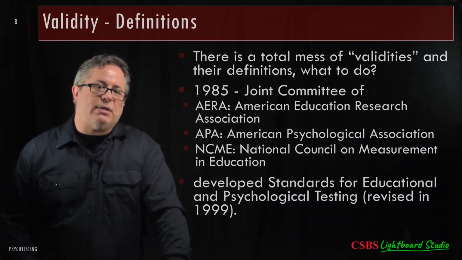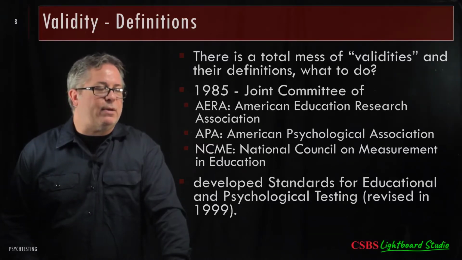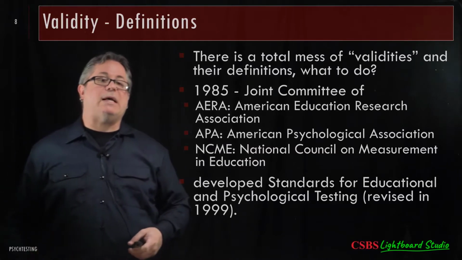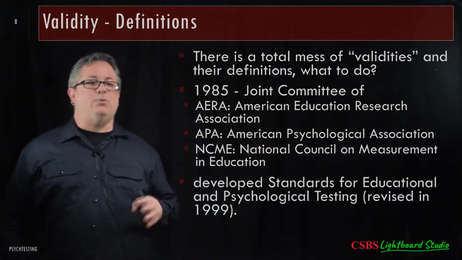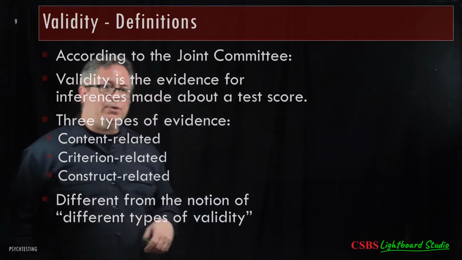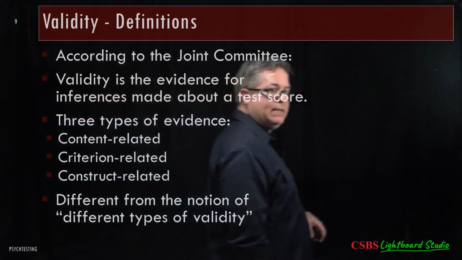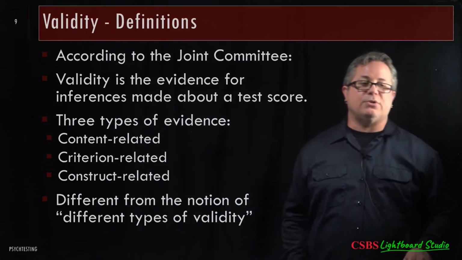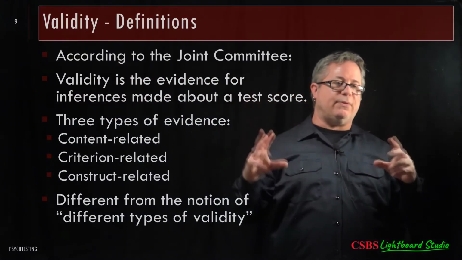The idea is to try to come to some agreement about many of these validities that oftentimes seem and sound like they're just repetitive. So trying to figure out a way to classify these validities in ways that actually make more sense. According to the Joint Committee, validity is the evidence for inferences made about a test score. All right, so they tried to figure out a general definition.